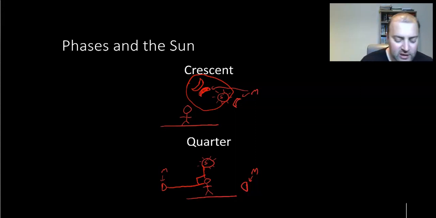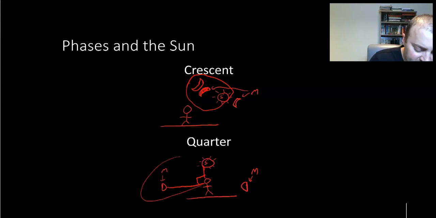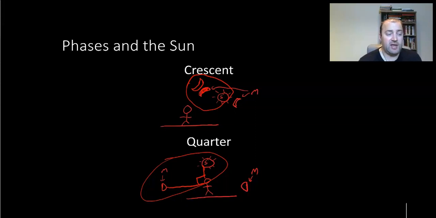Now, this pairing right here, that would be a first quarter. And again, the reason why is the sun is still moving away from the moon. So that means that as the sun moves further and further away from the moon, the moon phase is going to go to gibbous and then go to full. So the moon is getting larger. So that would be a first quarter.